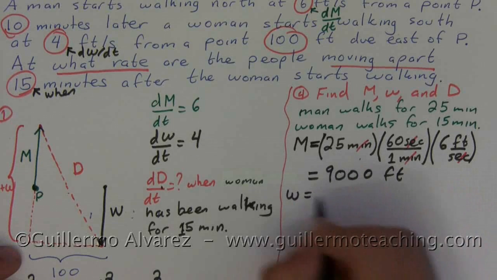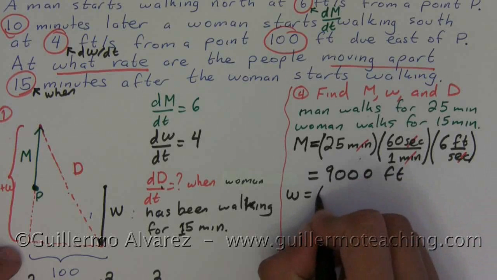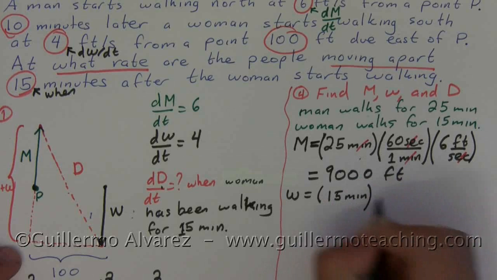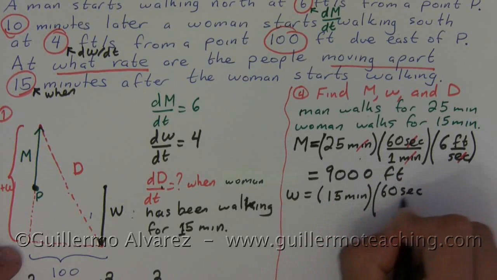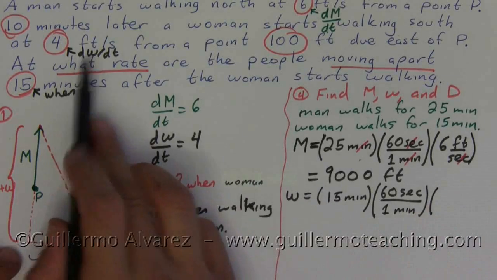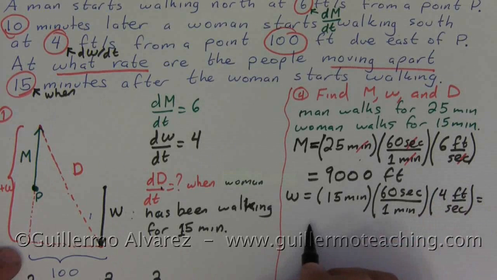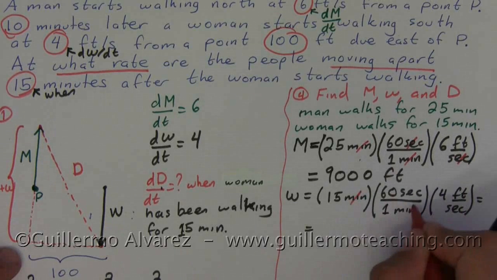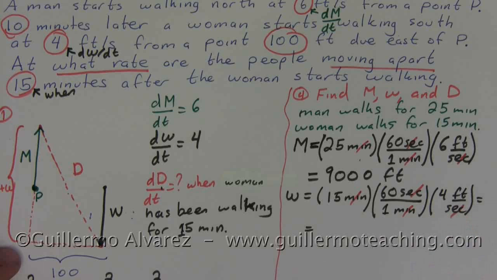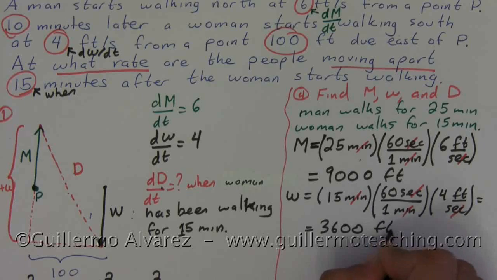Okay, so if I multiply 25 times 60 times 6, I'm going to get that the man walked 9,000 feet. If I apply the same reasoning for the woman, she walked for 15 minutes. Convert those into seconds, and then multiply by the rate that the woman walks at, which is 4 feet per second. And again, the minutes cancel with the minutes, the seconds with the seconds, and what we get when we multiply 15 times 60 times 4 is 3,600 feet.